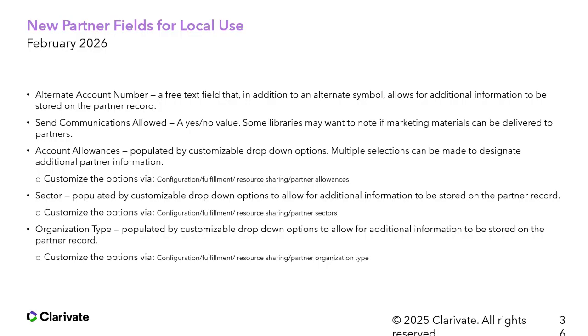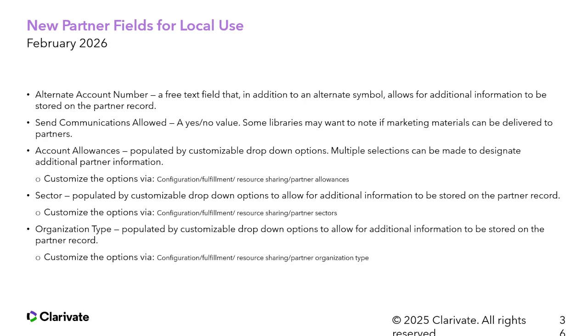The first development fits into our theme of Connect as it relates to our Rapido partners. To provide context, I want to acknowledge that the February 2026 release delivered new fields for your partner records that you can customize values on. These fields being the alternate account number, which you'll see as a free text field on your partner records. The send communications is a yes/no value, while account allowances, sector, and organization type will be available on your partner records once you configure the options there.